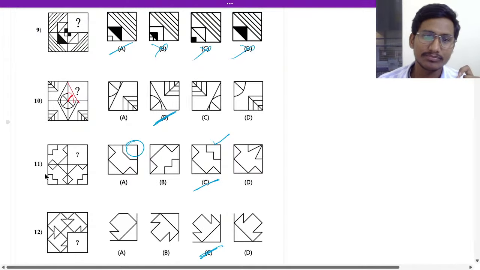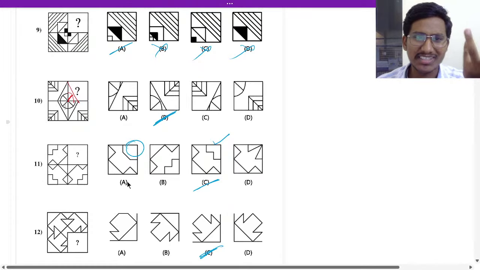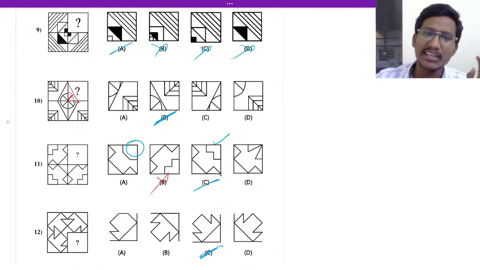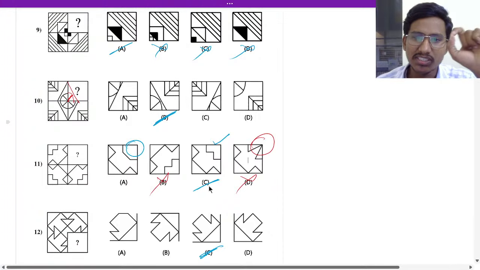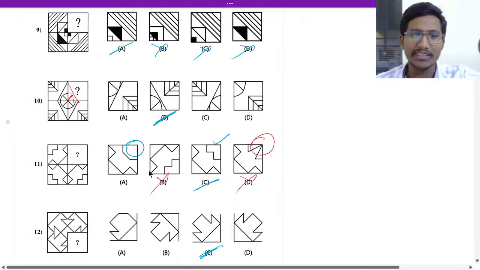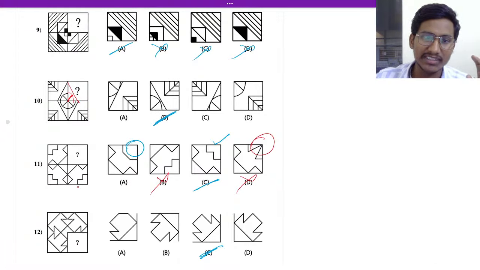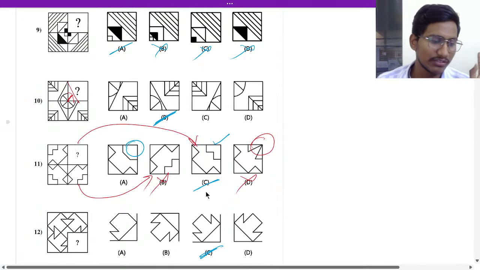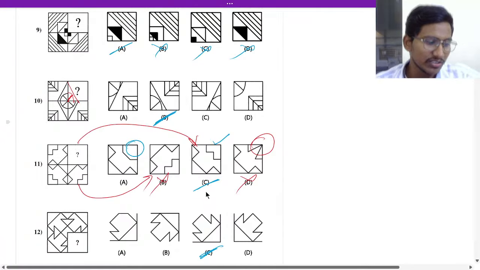Now 11th, you can go with options. A is not the answer. This part is different. B is not at all possible, and D is also not possible. It is different. So the answer is option C here, because B is rotated. This part is there here, right? So it should be here. This part is here. So that is why the answer is option C for the 11th. Everyone got it? Okay.